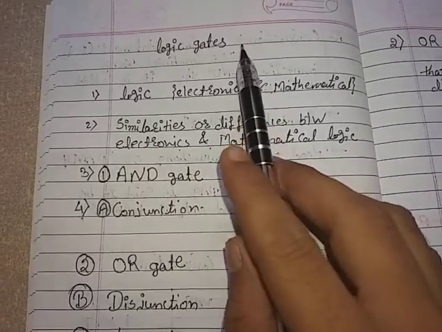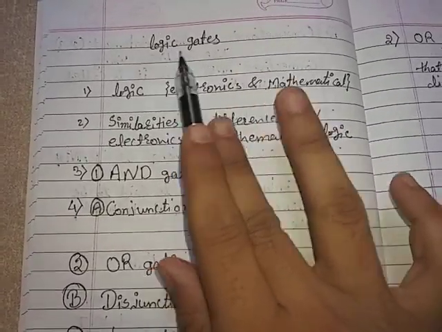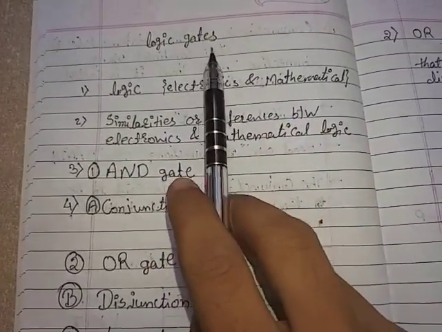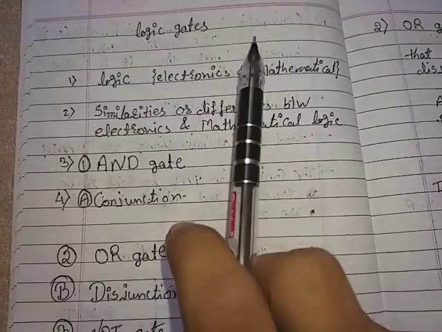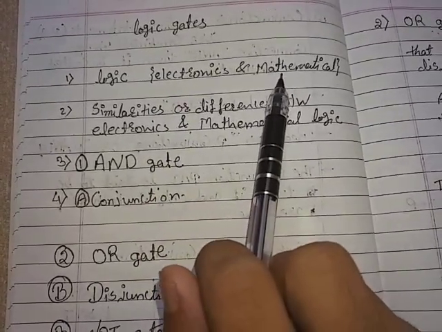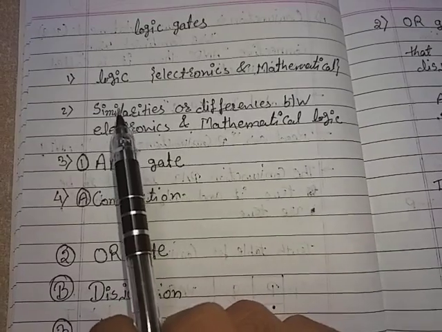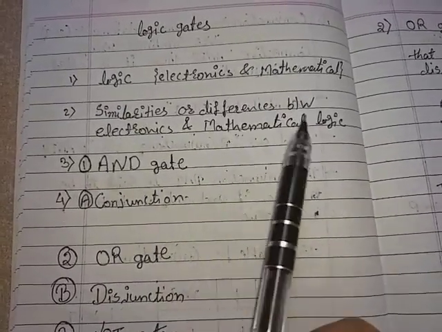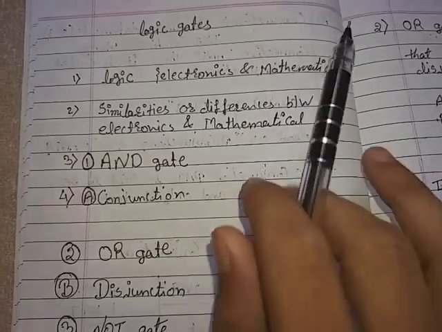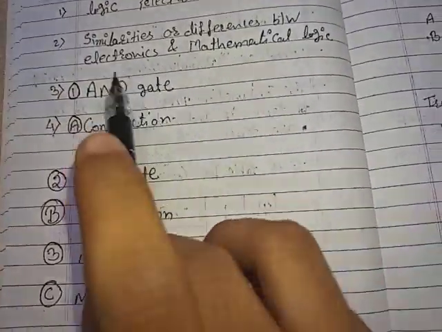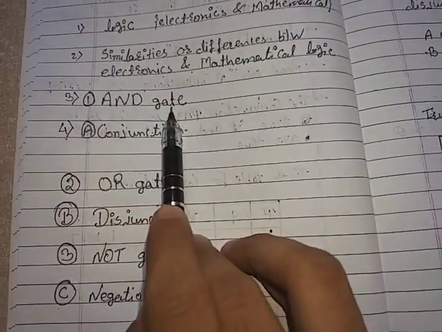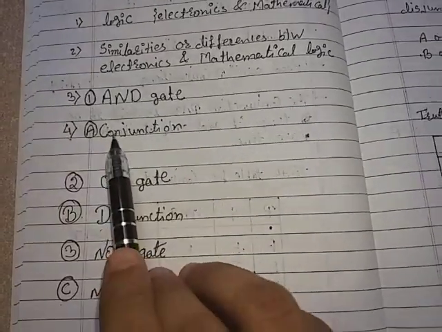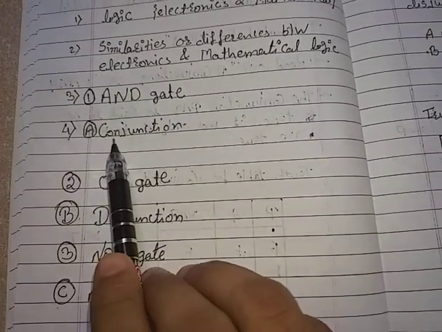Hello guys, in the previous lecture we started logic gates. In that lecture we learned what electronics logic is and what mathematical logic is. Also we learned the similarities and differences between electronics and mathematical logic. Then we learned the first basic gate, that is the AND gate, and one connective from mathematical logic, that is conjunction.